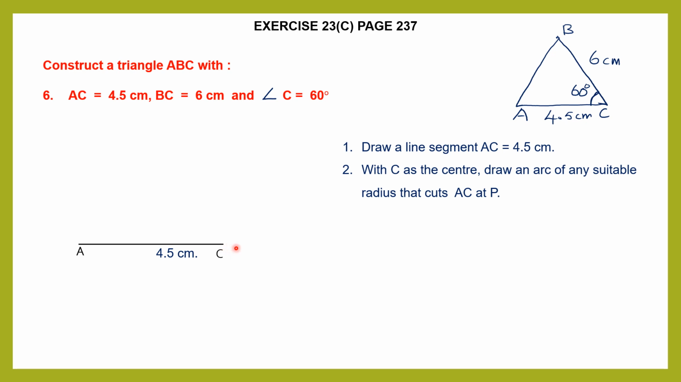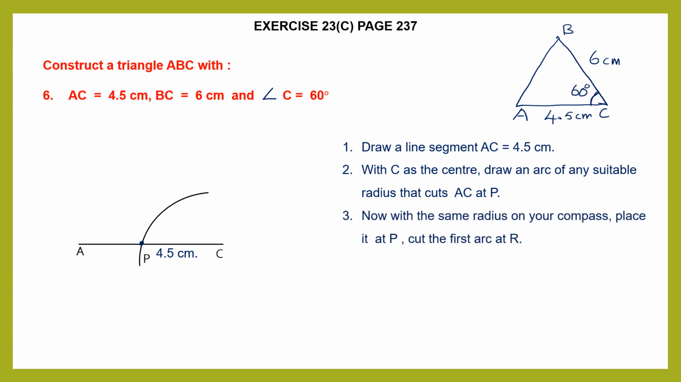So place it here, draw an arc that will cut AC at a particular point. So now we have an arc here and that has cut AC at this point here, and that point we're going to name as P. Next, with the same radius, don't change the radius in your compass, place your needle at P and cut the first arc. This is the first arc. So cut the first arc at a point called R.